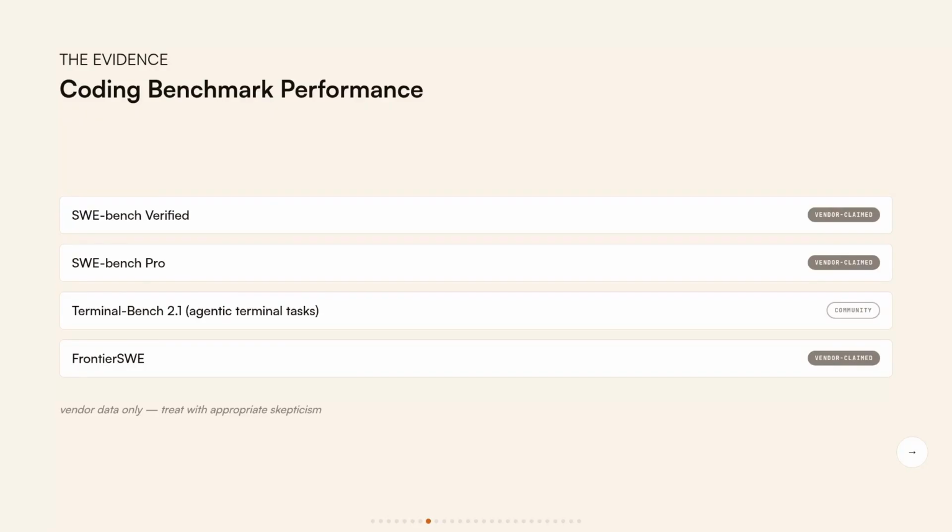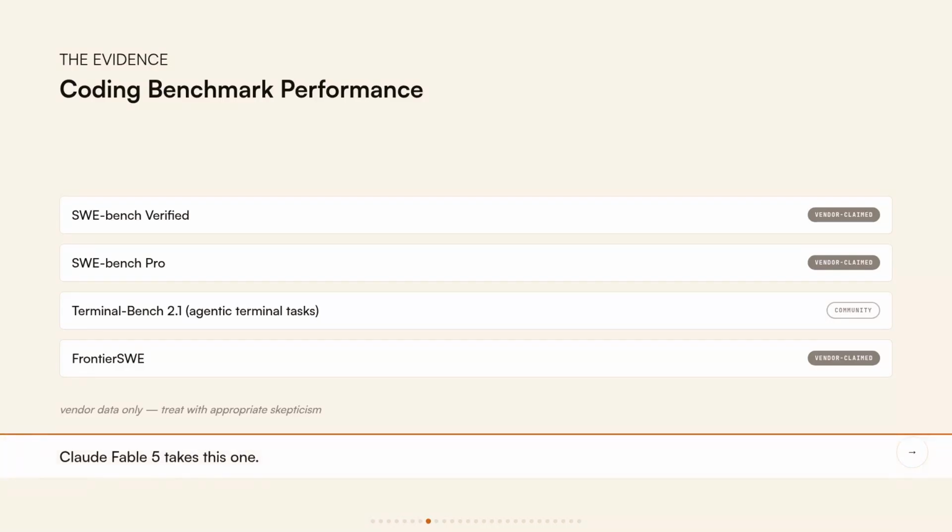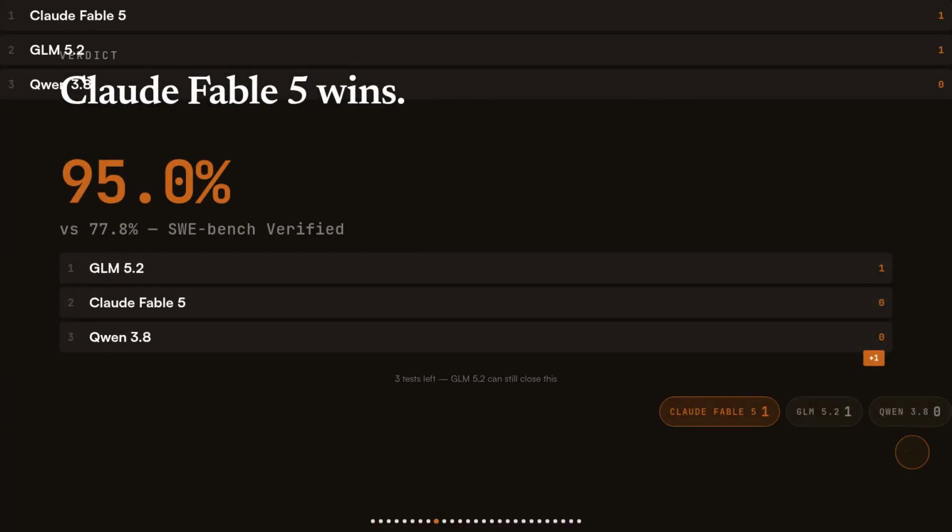SWE Bench Pro tells a clearer story. Fable 5 at 80.3%, GLM 5.2 at 62.1%, Qwen 3.8 at 67.7%. On real GitHub issues, the premium model is genuinely better, but then Terminal Bench 2.1 flips it. Qwen 3.8 scores 86.6%, ahead of Fable 5's 84.6% and GLM 5.2's 81.0%, community reported for the 2 challengers. And on Paper Bench, Qwen 3.8 leads at 93.0% against Fable 5's 88.8%. So Fable 5 wins the category, but not every test in it. Claude Fable 5 takes this one. That's an 18-point gap over GLM 5.2 and a 13-point gap over Qwen.